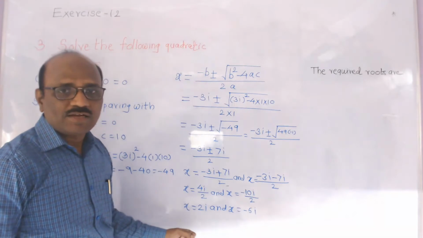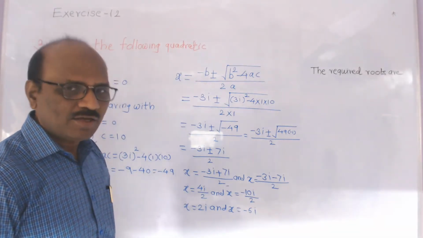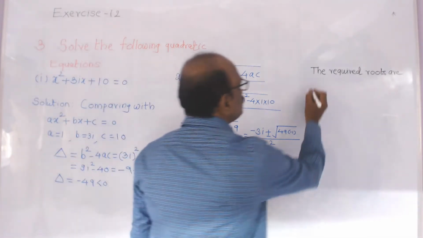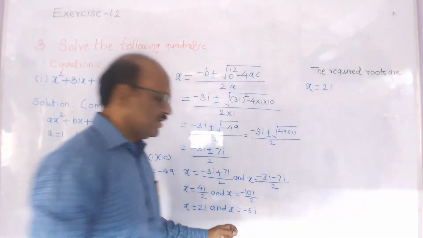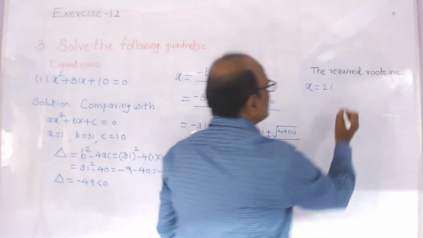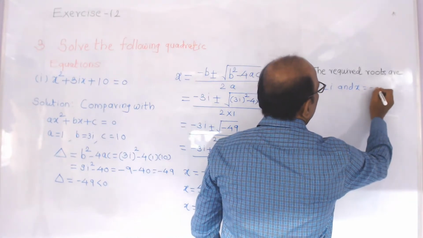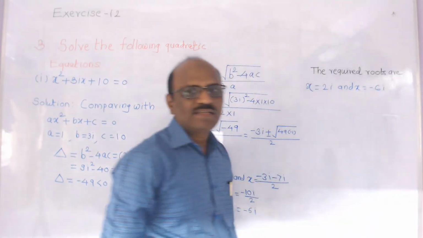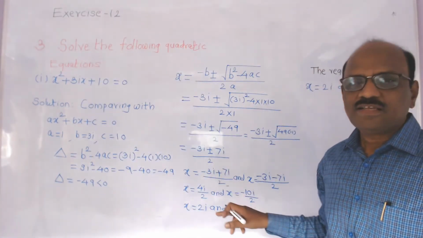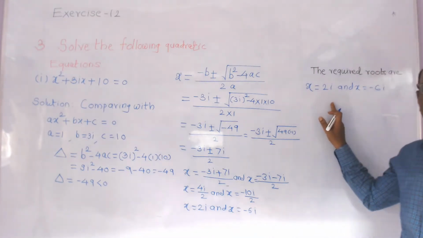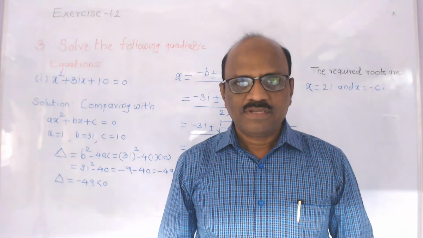The roots are complex, okay, and therefore the required roots are x equals 2i and x equals minus 5i. These are the roots of this given quadratic equation. This is the answer. Now we'll take the next example.